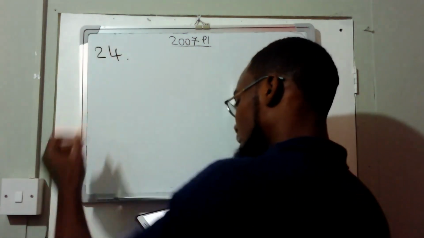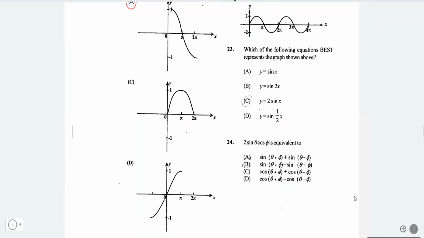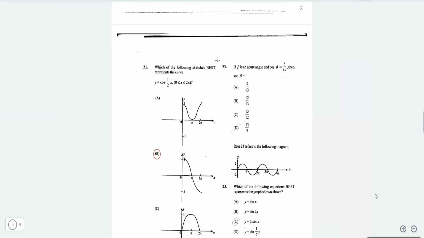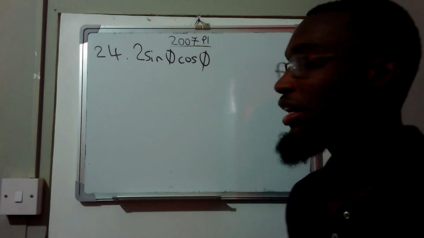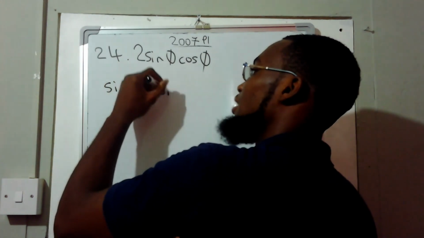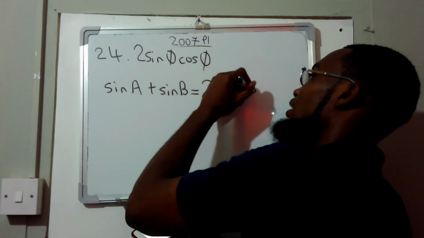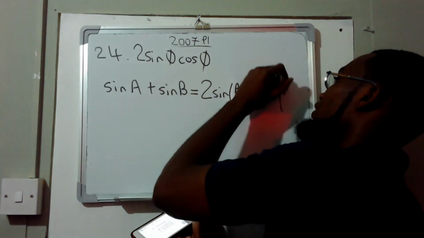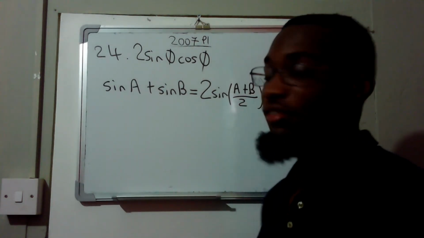Question 24 says 2 sine theta times the cos of phi. This is where you have to remember the sum of two sines. Remember this formula: sine A plus sine B is equal to twice the sine of half the sum times the cos of half the difference.